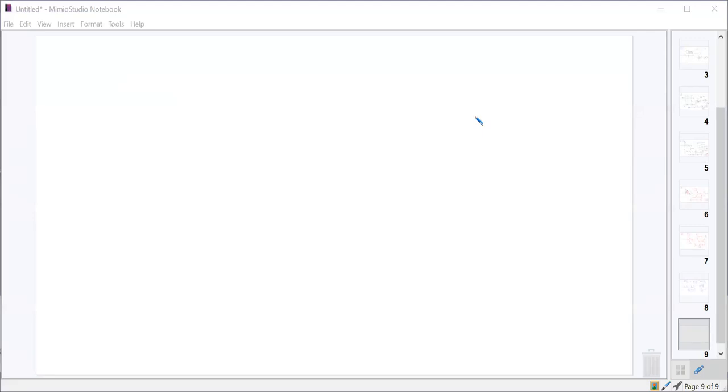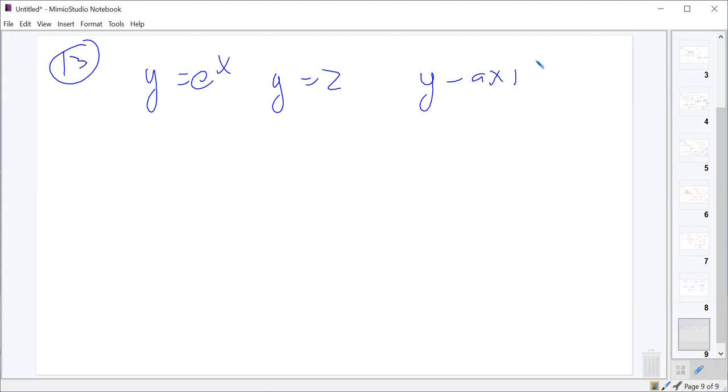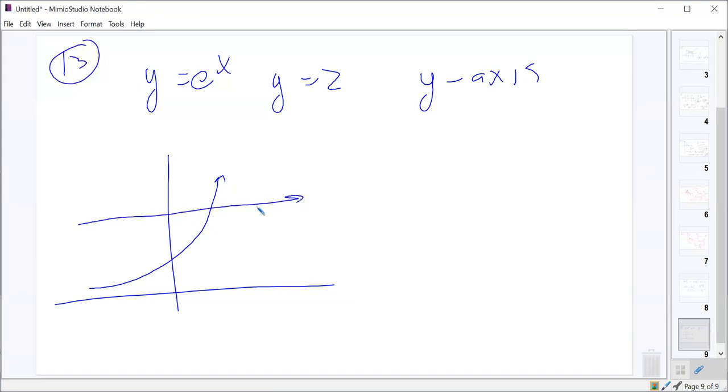All right, next one someone has asked for is 13. So for 13, we are looking at the total area bounded. No, that's 12. The area bounded by y equals e to the x, y equals 2, and the y-axis. So here's y equals e to the x. Here's y equals 2. And the y-axis. So we're looking for that region right there.